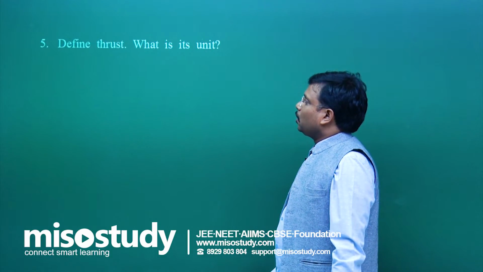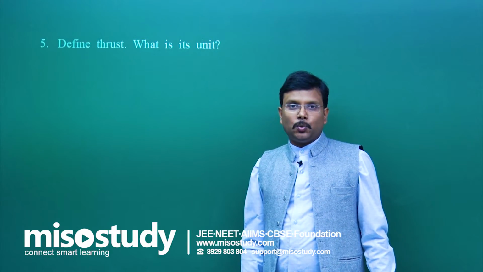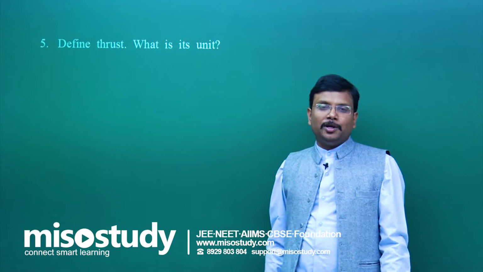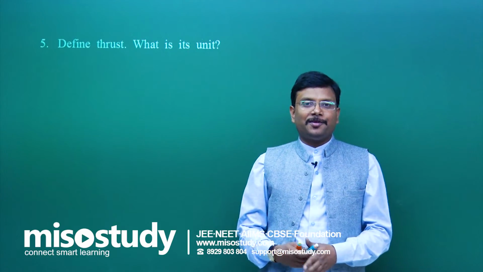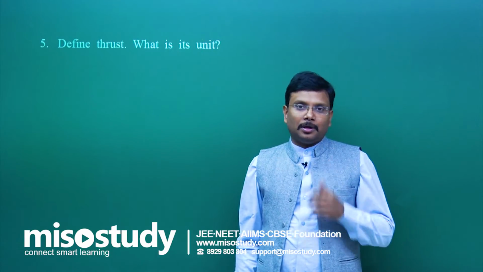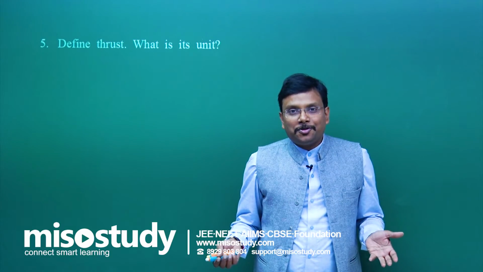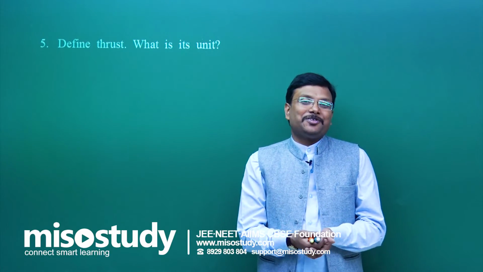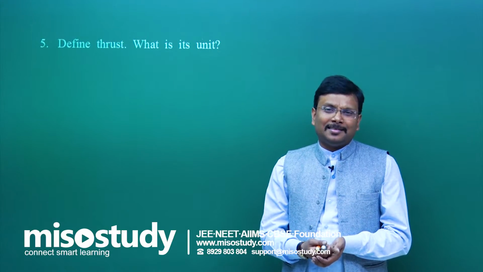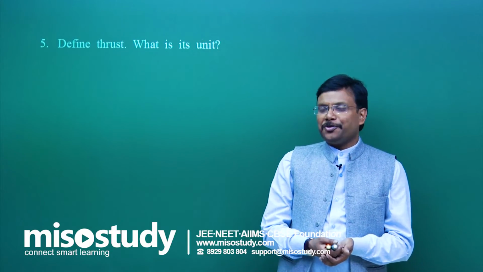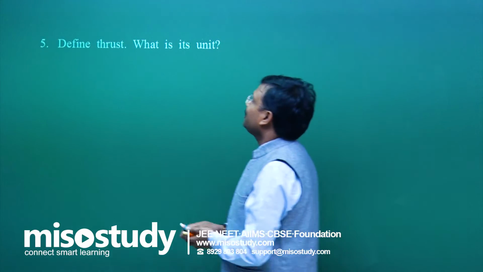And here comes your fifth question, define thrust, what is its unit? Now, the unit of thrust is something that, my simple suggestion and request is, please try to find out yourself. I explained already. What is pressure? Pressure is equal to thrust upon area. Thrust is a type of force. So the unit is, I will not tell, do not worry.